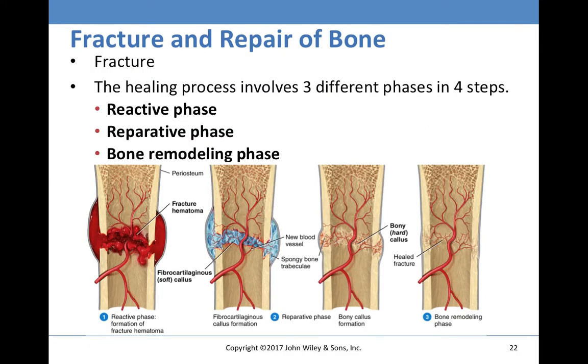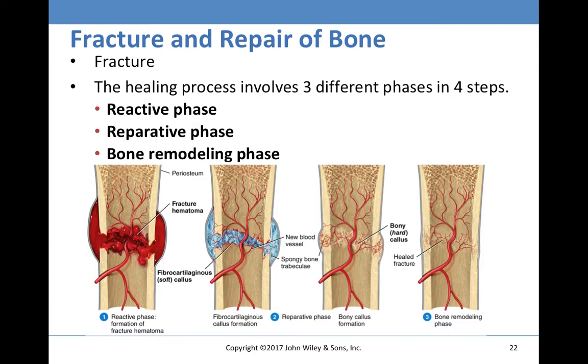Now, how do we repair our fractures? A fracture is going to be any break that occurs in our bone. This fracture actually has 3 phases, but it will occur in 4 steps. In the second phase, we have 2 steps. In this healing process, we have the reactive phase, and this is where at the site of the fracture, we create a hematoma. So we are reacting to our break by creating that hematoma, or that blood clot, there. And then in the reparative phase, this is where the 2 steps will occur.